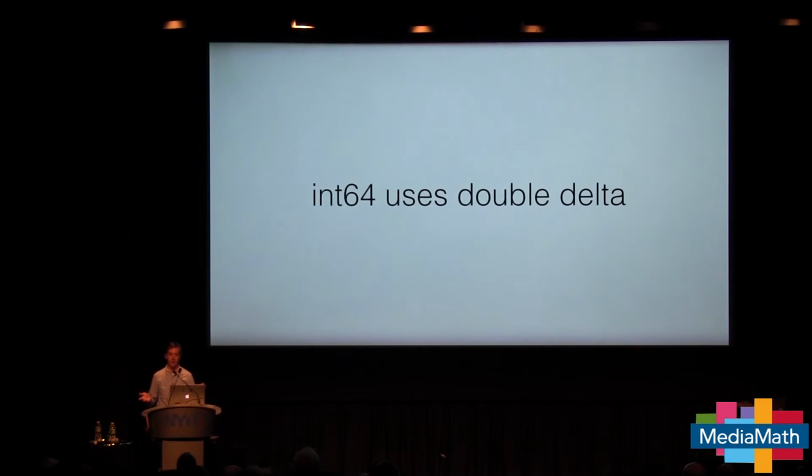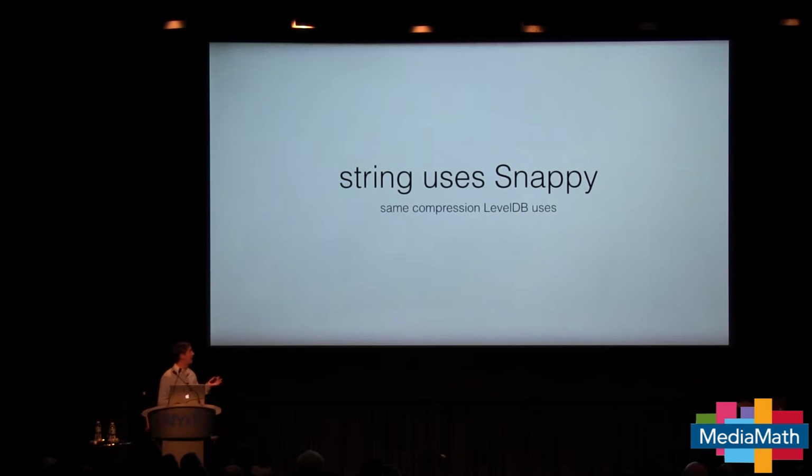Booleans are bits, which is obvious. Int64s use double delta, which is nice. For strings, right now we're just using Snappy, which is the same compression that LevelDB uses under the hood. Later we may introduce dictionary encoding schemes and that kind of stuff. If you have many, many strings that are repeated, then we can get much better compression.